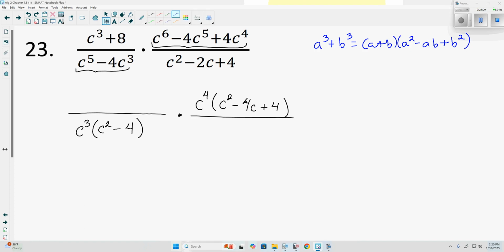Now, if we can find our a and b terms, we just have to plug them in. A cubed is being replaced by c cubed. So if I want to find out what's going in for a, we just have to take the cube root of c to the third, which is just c. To find our b term, we're going to take the cube root of 8, which is 2.